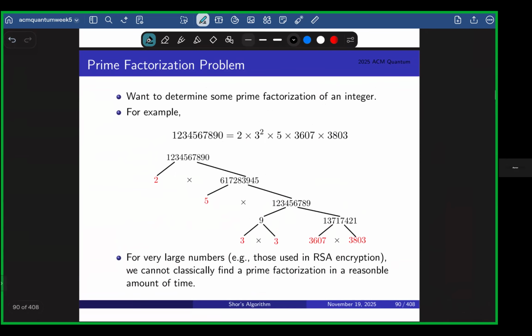So for large numbers like those used in cryptography, like RSA, there's no classical way to find this in a reasonable amount of time. That's why your data is safe, cryptography stuff.